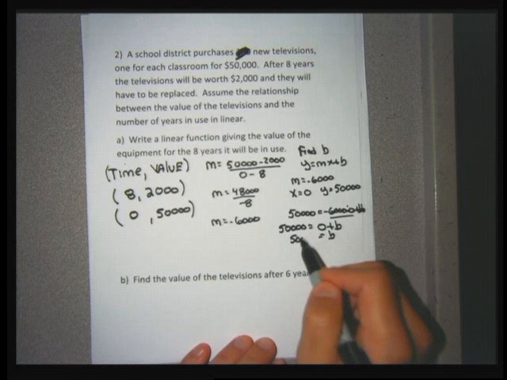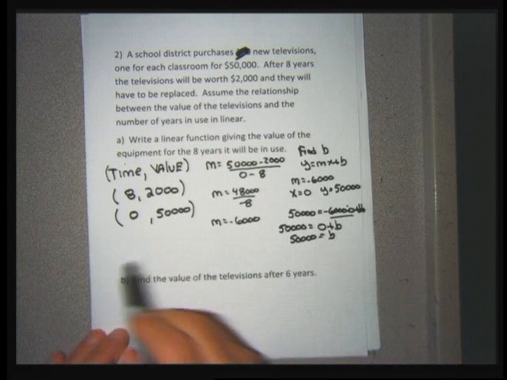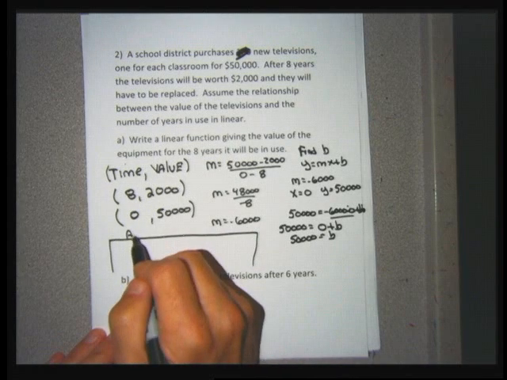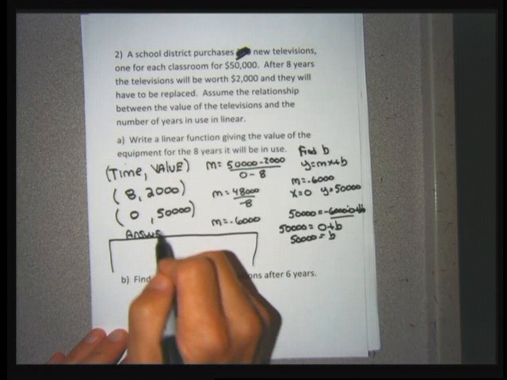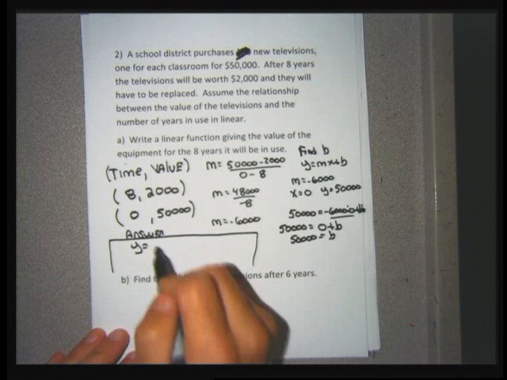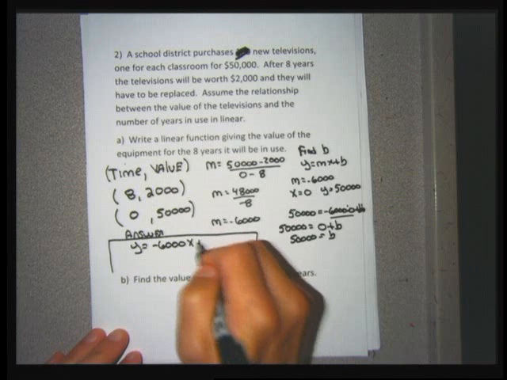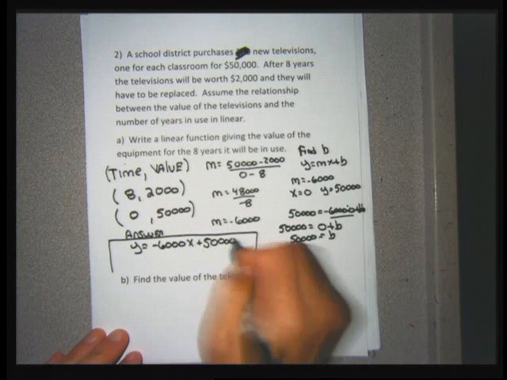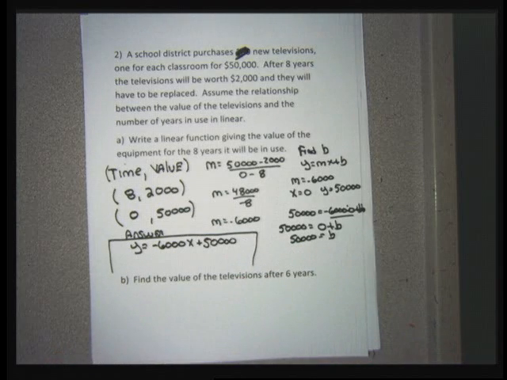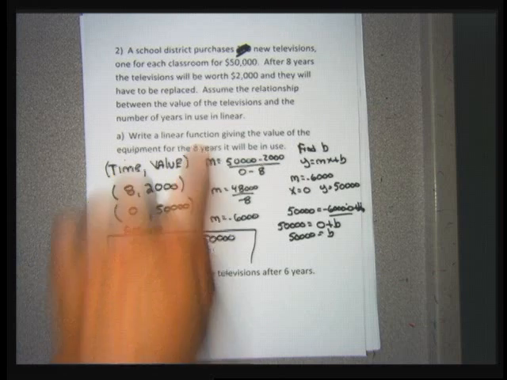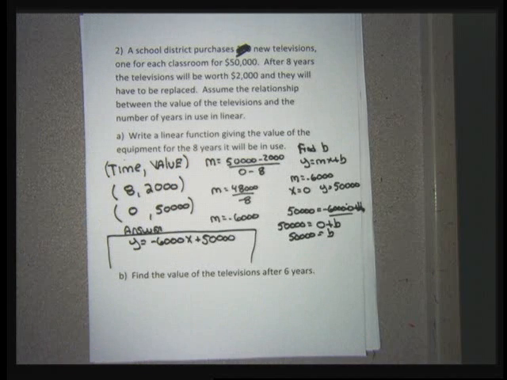Now I'm ready to come up with an equation of a line, and it would be adequate if you wrote y equals negative 6,000x plus 50,000 to name your equation. It is a function. It's not written in function notation. The way the question is written, it looks like I want to have function notation in my answer, so I might want to do that.